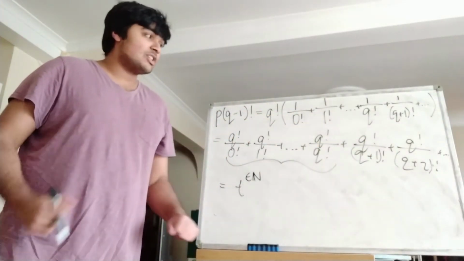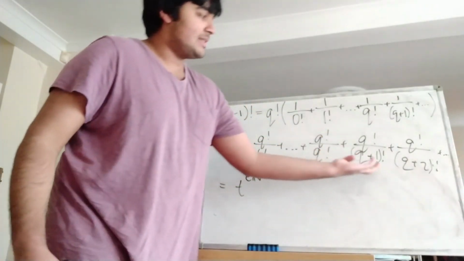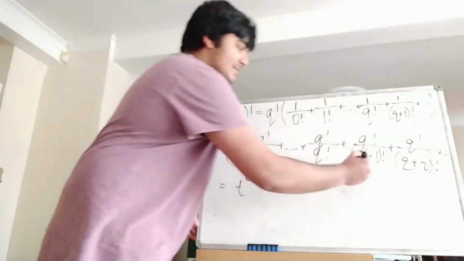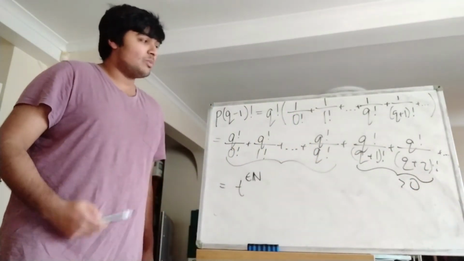and that's where we're going to get a contradiction. Why isn't this stuff an integer? Well, clearly it's positive. All these terms here are positive, so this thing here is certainly bigger than 0, but I claim that it's less than 1. Why is it less than 1?